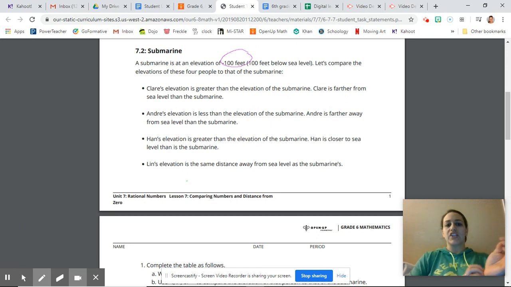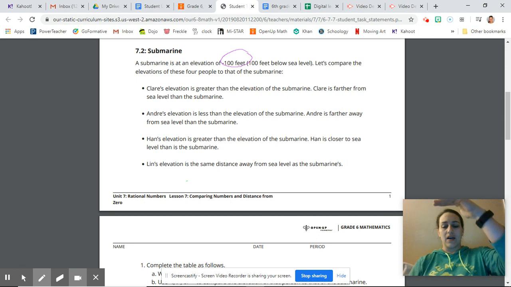So Claire's elevation is greater than the elevation of the submarine. Okay, greater. So it's got to be closer to 0 or above 0 if it's greater.